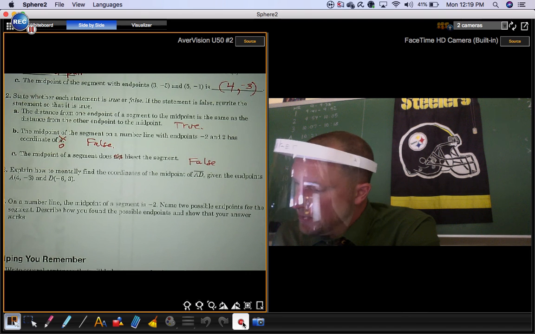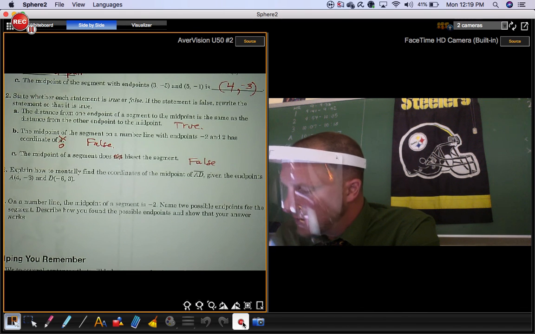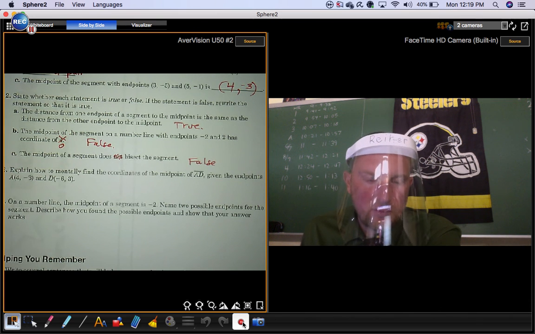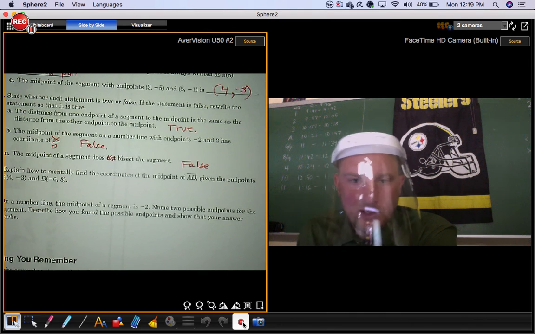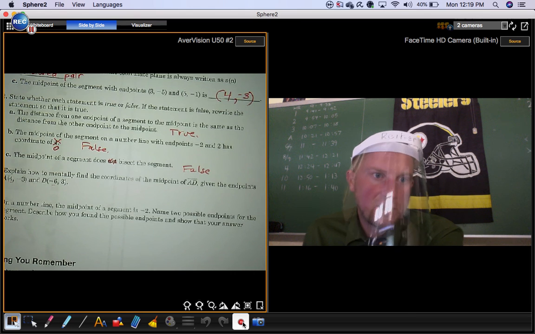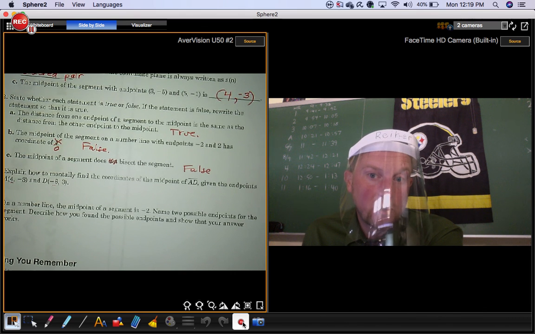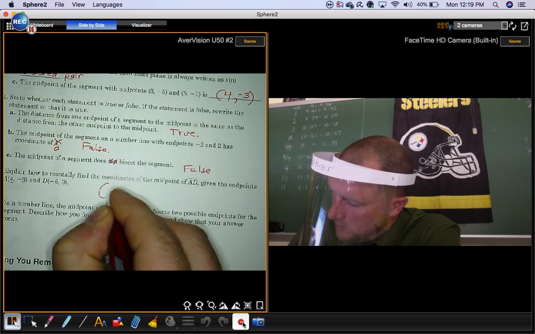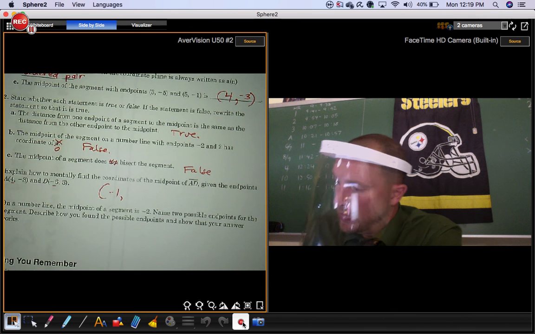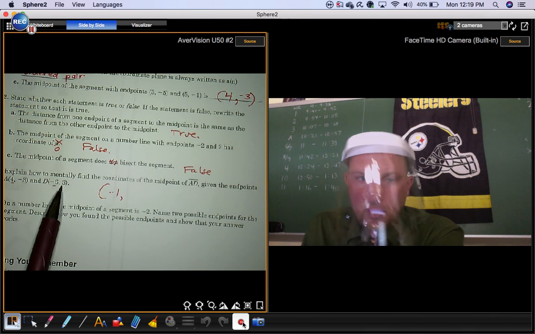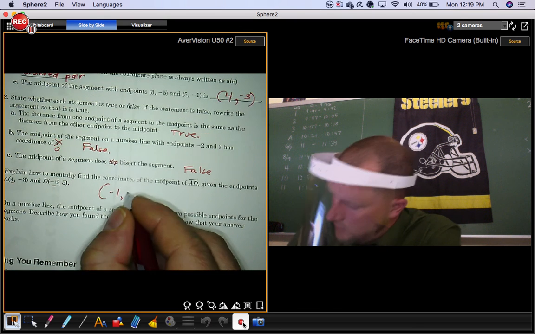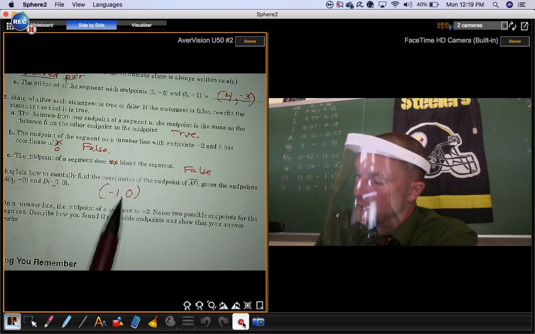Number 3, explain how to mentally find the coordinates of the midpoint of segment AD given the endpoints A and D. Okay, so they want you to kind of use your head here. So you need to add your x values, 4 and -6. 4 plus -6 is -2. And I know when you divide that by 2, you get -1. -3 and +3. If you add those together, you get 0. And if you divide by 2, you get 0. So that's where the midpoint lives.